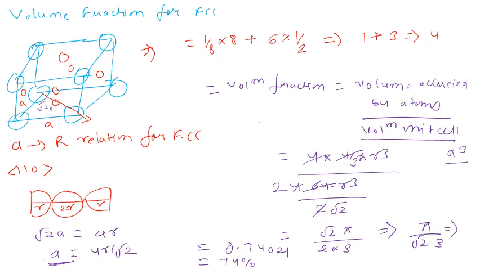So what we have observed is that in case of simple cubic we have 52% packing efficiency. In case of BCC we got around 68% packing efficiency. In case of FCC we got 74% packing efficiency.